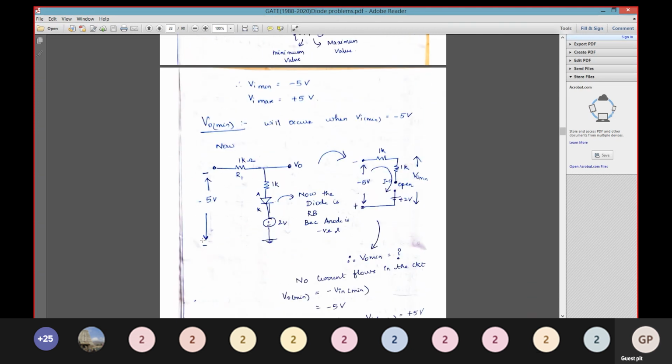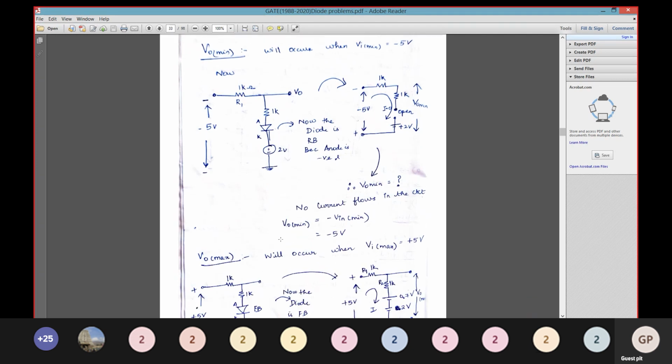So check with the voltage. If I give minus 5 volt, the anode is connected to the negative, so obviously the diode is open. Where do we take the output? We are taking the output over here. If it is open, no current flows in the circuit, so the output is directly minus 5 volt. V naught, the output, is taken straight from the 1K. So the output is minus 5 volt.